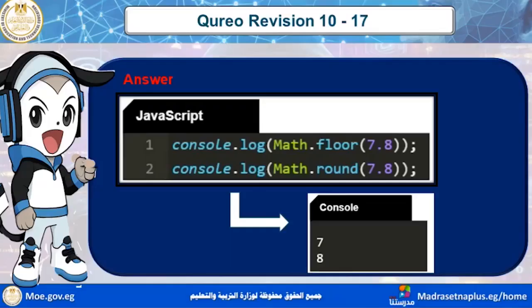Here we will write console.log, and before the part of Math, we have to declare another console.log, Math.floor of 9. Here console.log Math.floor of 7.8 will become 7. Console.log Math.round of 7.8 will give 8.